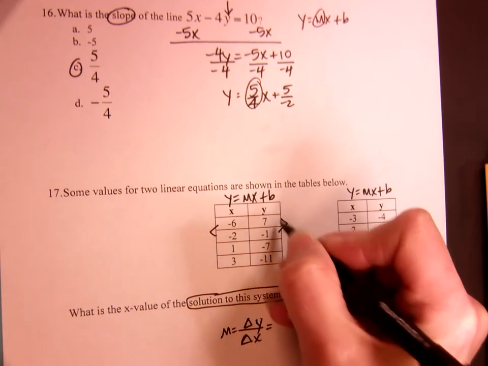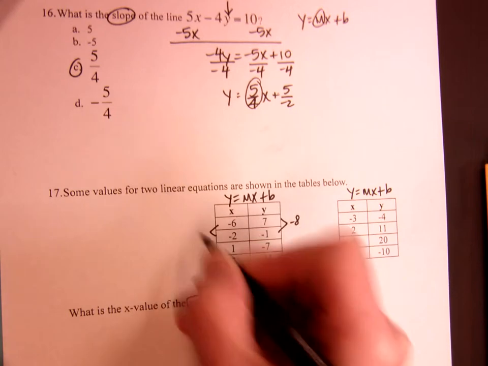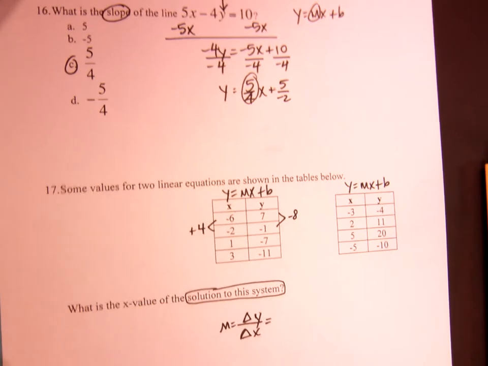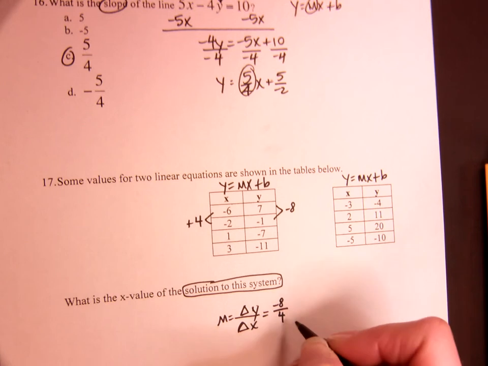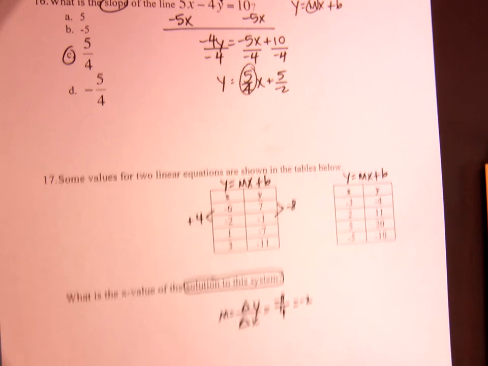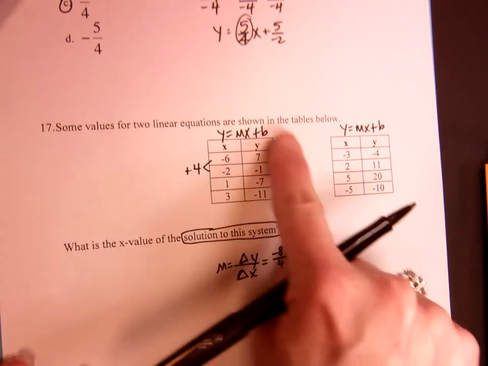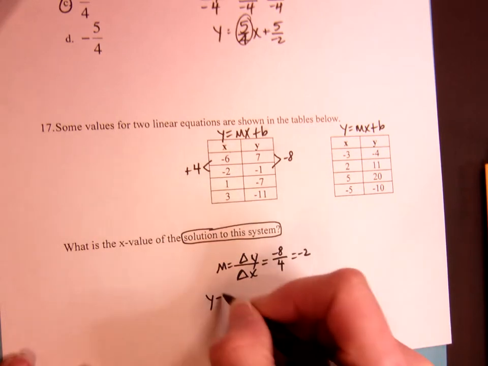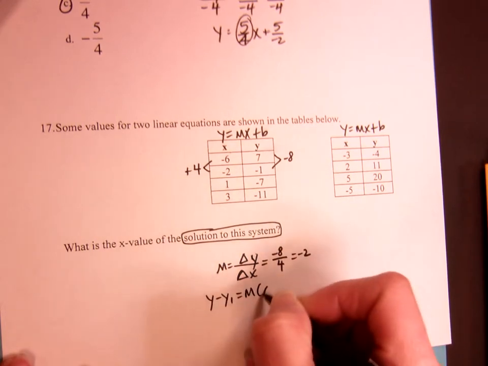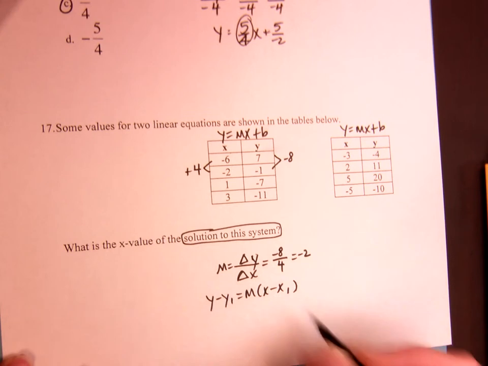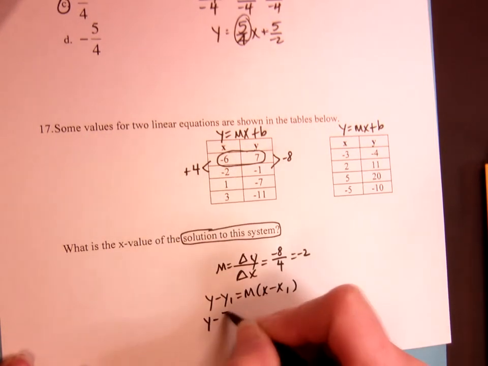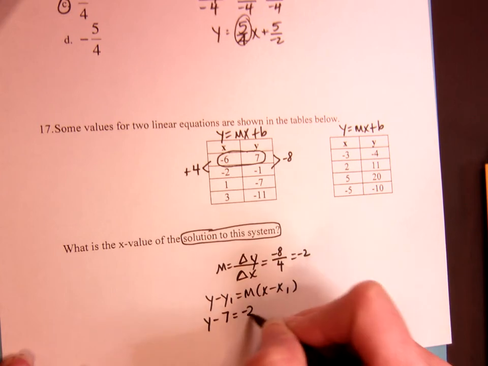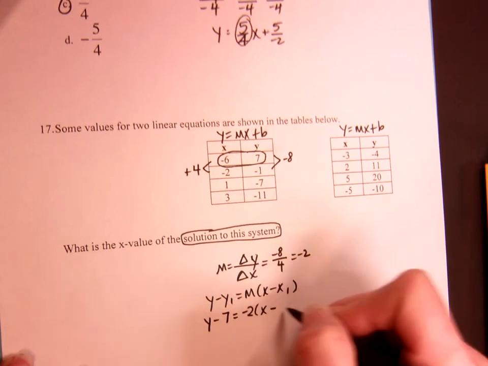So then this is going down 8, so that's a negative 8, up 4, so it's a positive 4. So the change in y is negative 8, the change in x is 4, so your slope is a negative 2. Now to figure out the rest of it, you just do your y minus y1 equals m times x minus x1. And you'll just choose one of the points to plug in. Y minus 7 is equal to negative 2 times x minus a negative 6.